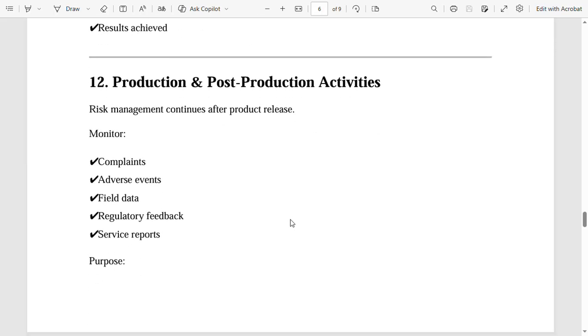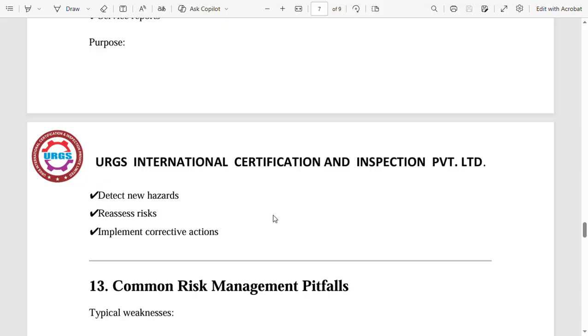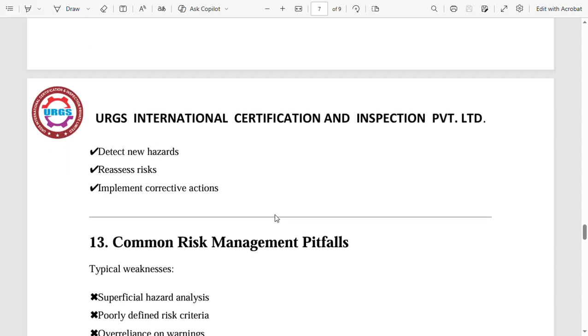12th, production and post-production activities. Risk management continues after product release: monitor complaints, adverse events, field data, regulatory feedback, service reports. Purpose: detect new hazards, reassess risks, implement corrective actions.